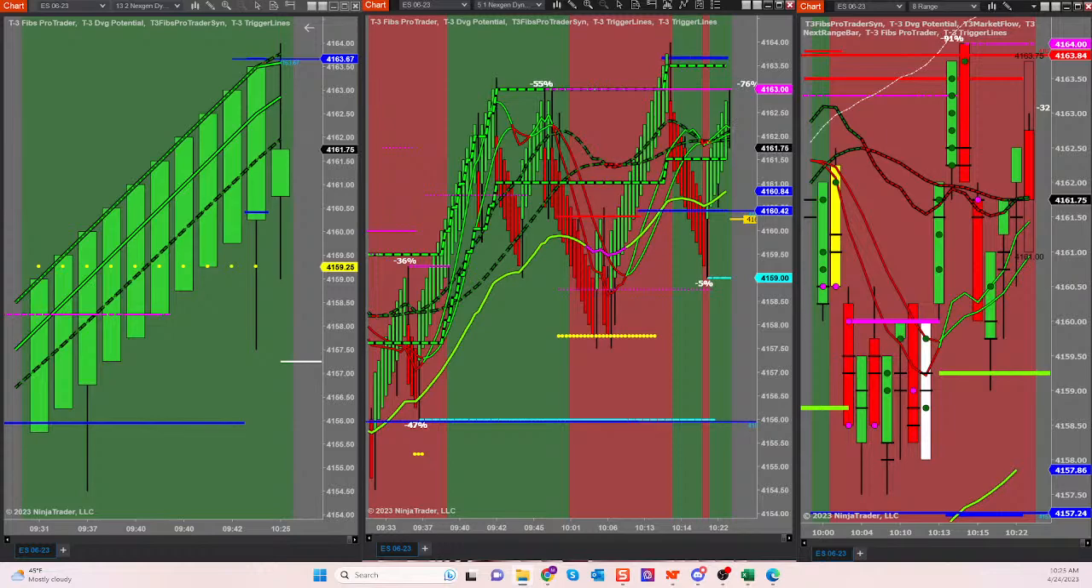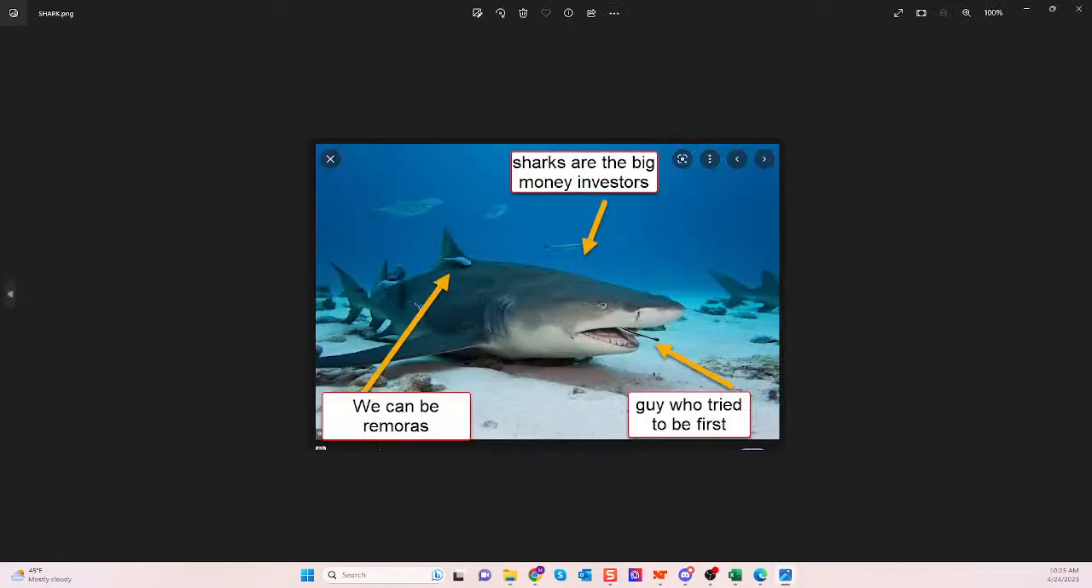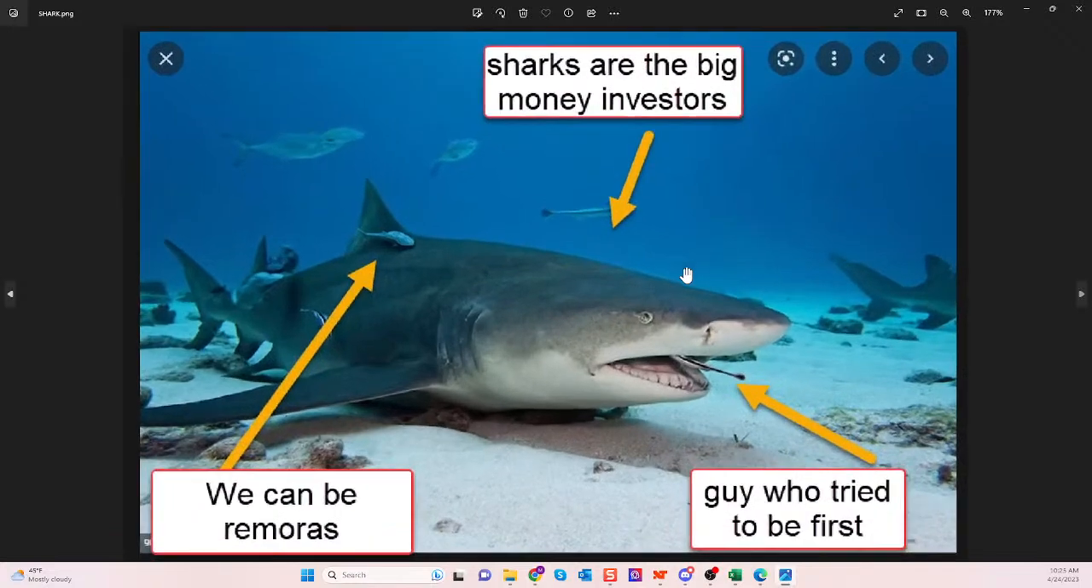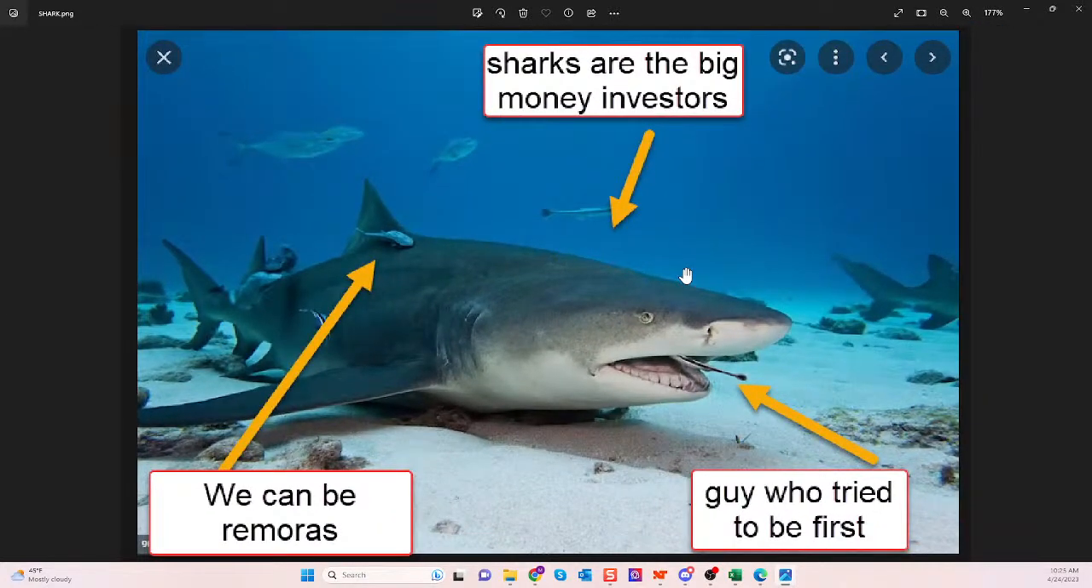Let me share a picture with you. I love this picture. This picture came about because I wanted to know my place in the market. Two types of people, I feel. There's the sharks, the big money investors, the people that are reacting to those Fibonacci areas that you guys have. There's a reason the market bounces off of fibs. We're not the only people that have them, guys. People have been using Fibonacci to trade the markets for a long time.